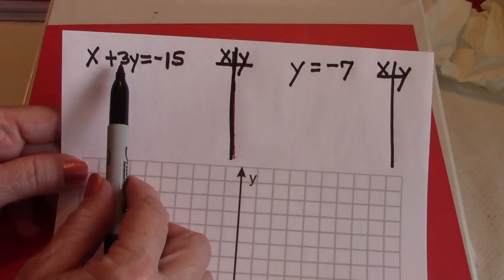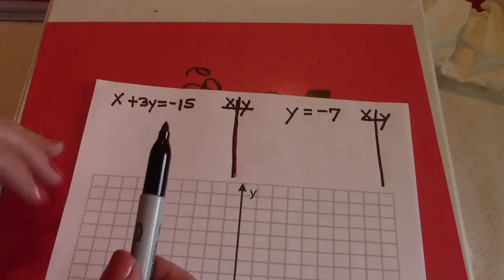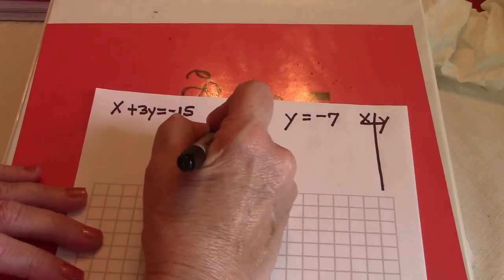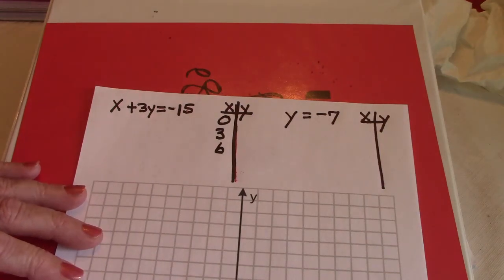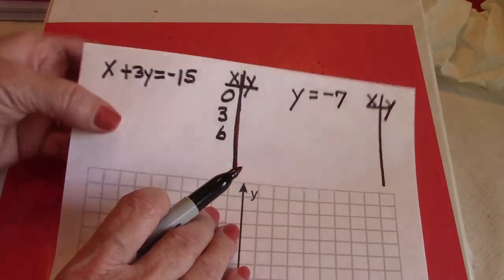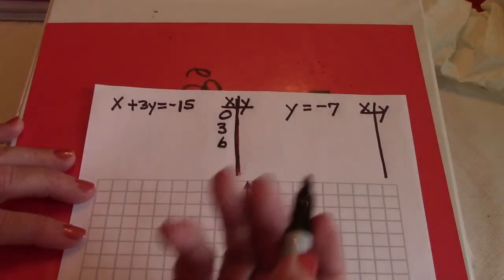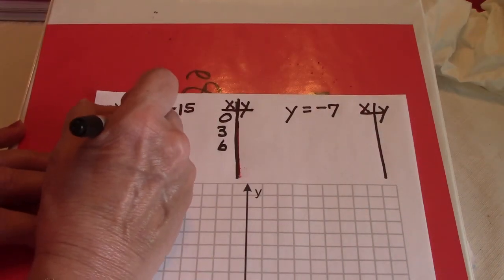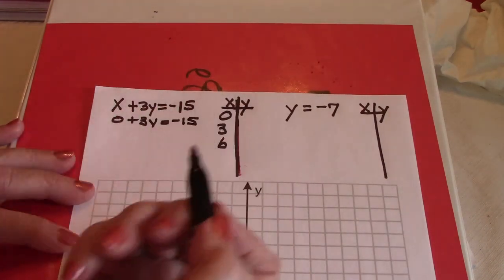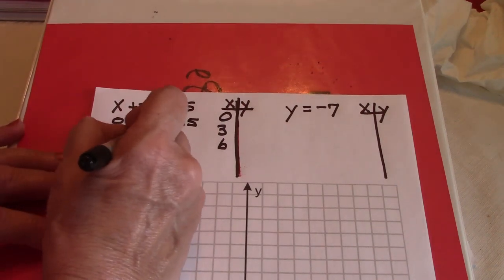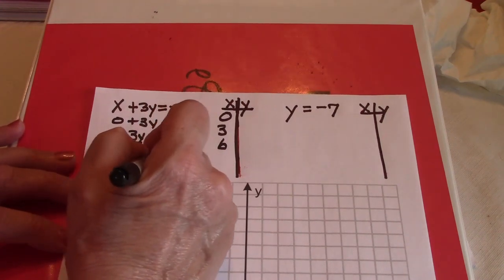So since I have a 3 attached to my y, or a coefficient of 3 with my y, I'm going to work with multiples of 3. So for x, I'm going to put in 0, 3, 6. All right? So I put in a 0 for x. 0 plus 3y equals -15. 0 plus 3y is 3y equals -15. Divide both sides by 3. Y equals -5.